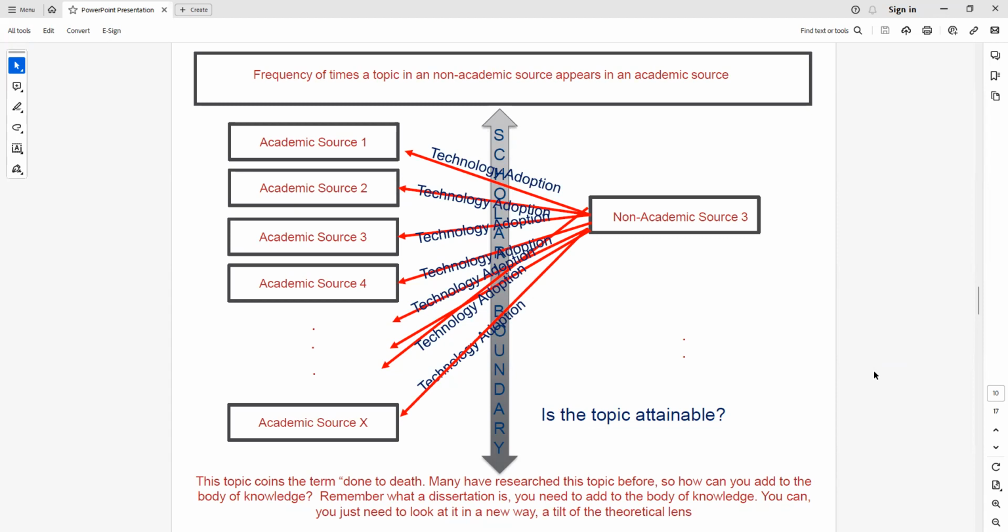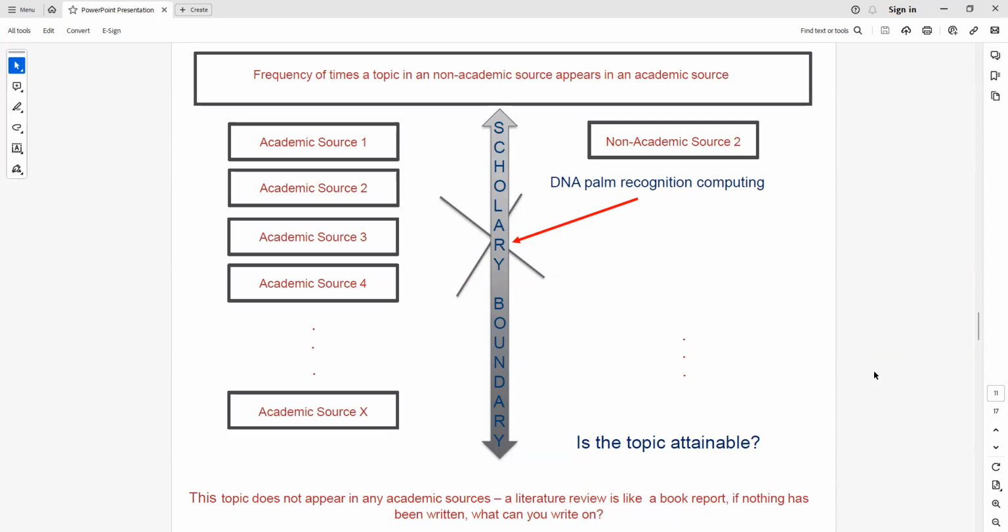Technology adoption. It could be. But remember, a dissertation needs to add to the body of knowledge. Can you add to that body of knowledge? Has everyone done everything that you're thinking of, some kind of adoption, cell phone adoption, IoT adoption, electronic medical records adoption? So you always think about that. And then we go DNA. I don't know if I really want to. I can't find anything in the academic sources, so I may not do it.